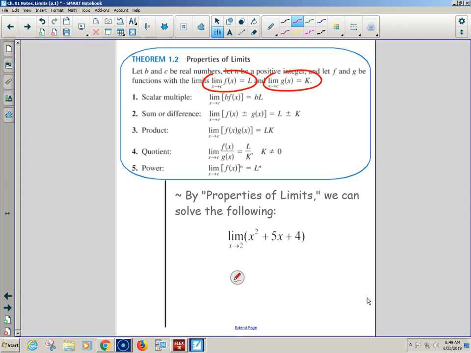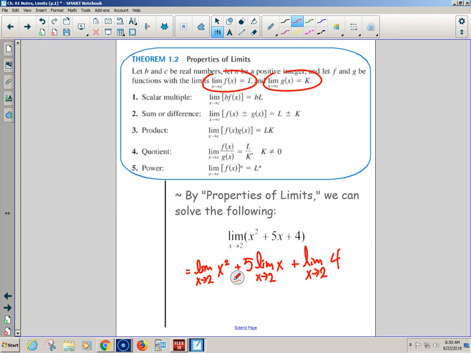Basically, because of all these properties that you guys are writing down, when in your summer packet it was like plug it in, it's because technically we can change this problem to say, hey, x squared, yeah, he's fine. He has a limit as x approaches 2. 5x, yeah, he has a limit as x approaches 2. I can take it down to the basic, take it down to the basic, and take it down to the basic. Now, I'm never going to make you write all that.